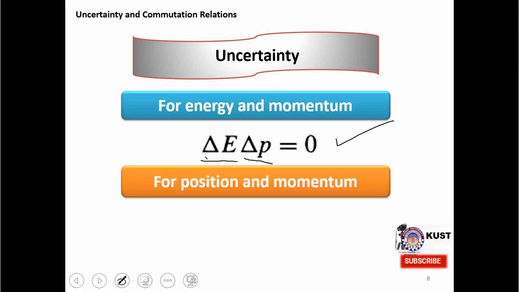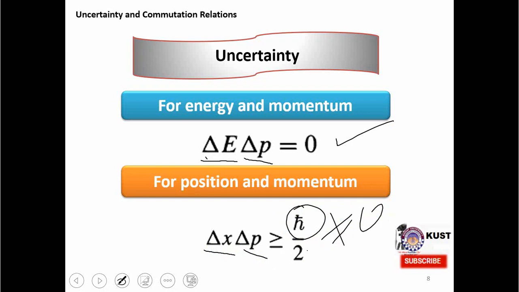But on the other hand, if we go for position and momentum, we see that this relation, delta X, that is the uncertainty or the change in the position, and the change in the momentum, is not 0. It must be greater than or equal to h bar, which means that there is uncertainty in the position and momentum. We call them conjugate variables. Whenever delta X and delta P come together simultaneously, there will be uncertainty.